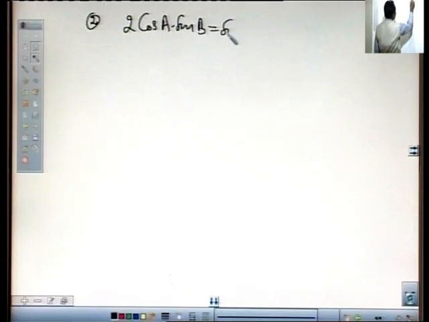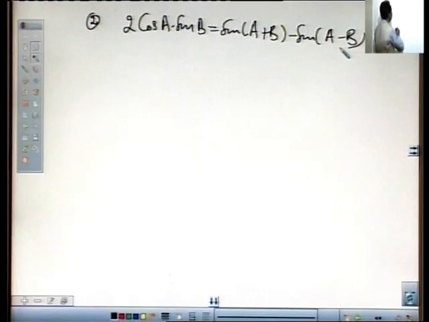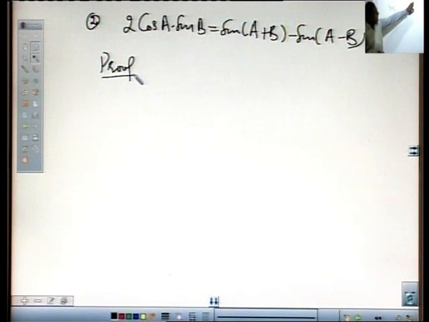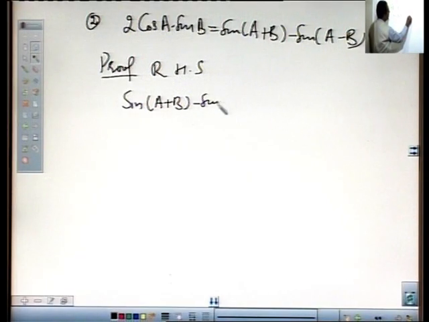The next formula, formula number 2, is 2 cos A sin B equals sin(A plus B) minus sin(A minus B). Proof of this formula: we take the right hand side, sin(A plus B) minus sin(A minus B).